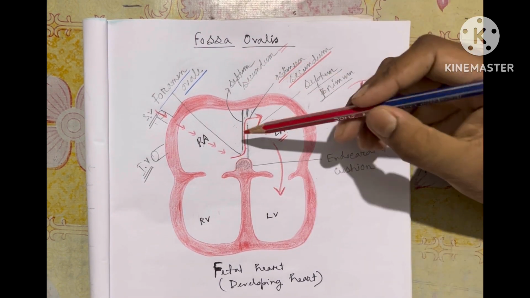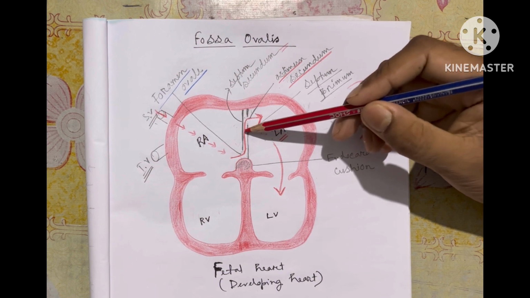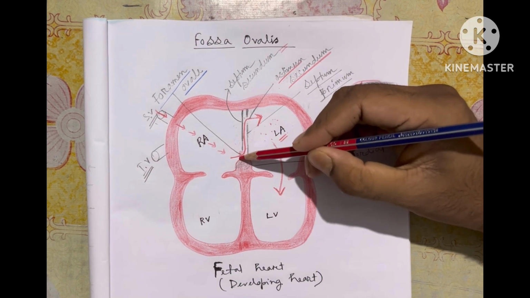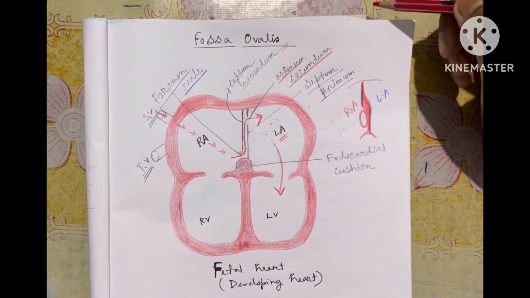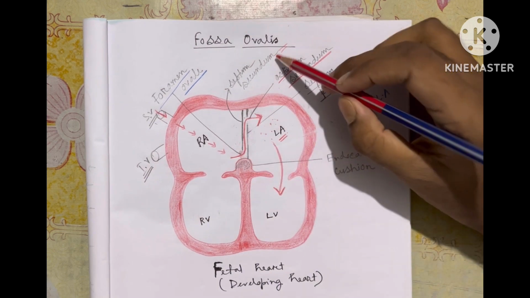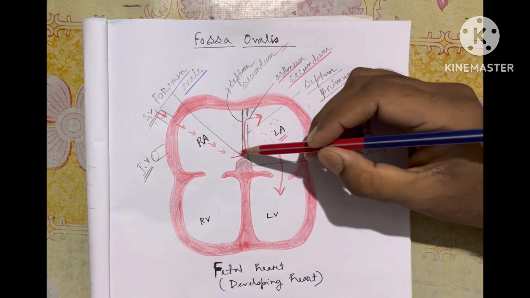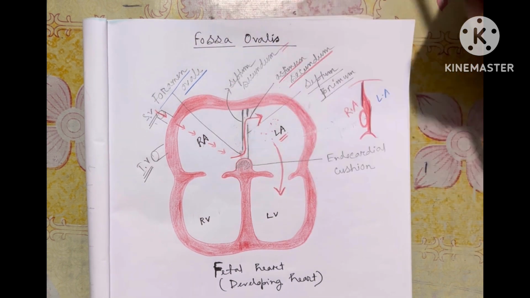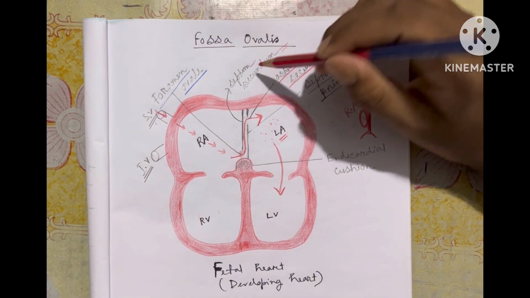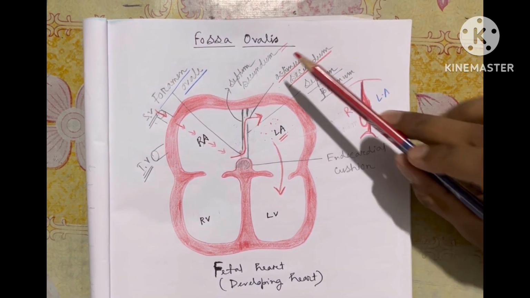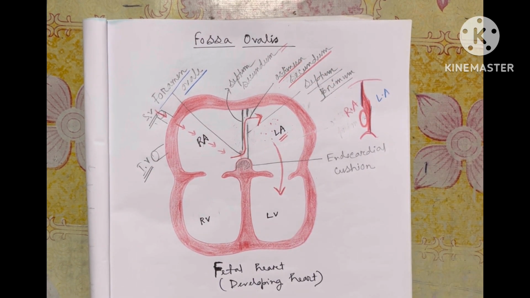So this is all the thing. Both the membranes will get fused together, and it will leave a depression at the right side of the heart, or right atrium, and that depression is called the fossa ovalis. The depression occurs only because of this kind of fusion of both membranes, the septum secundum and septum primum. So this is the concept behind the fossa ovalis.